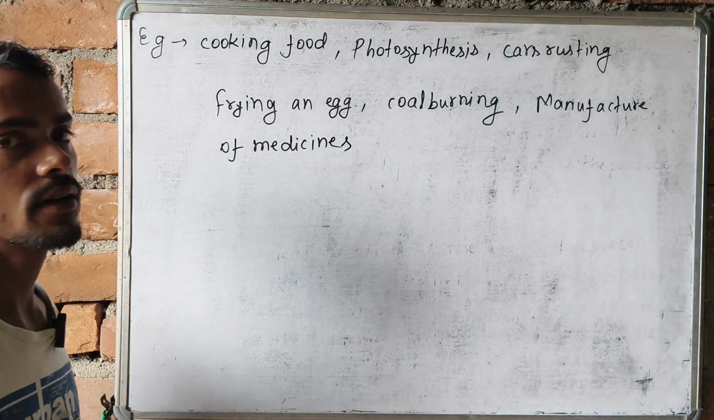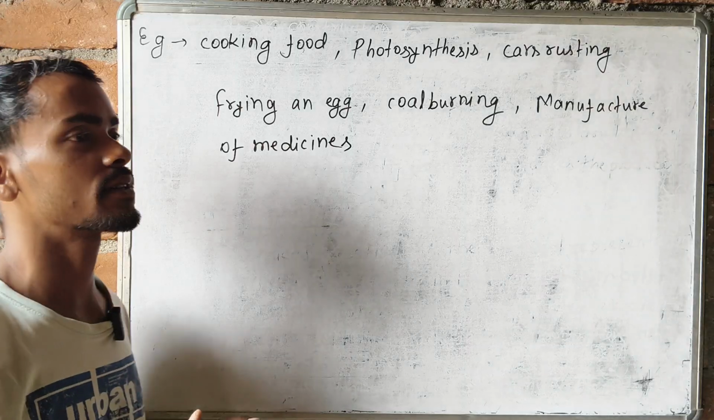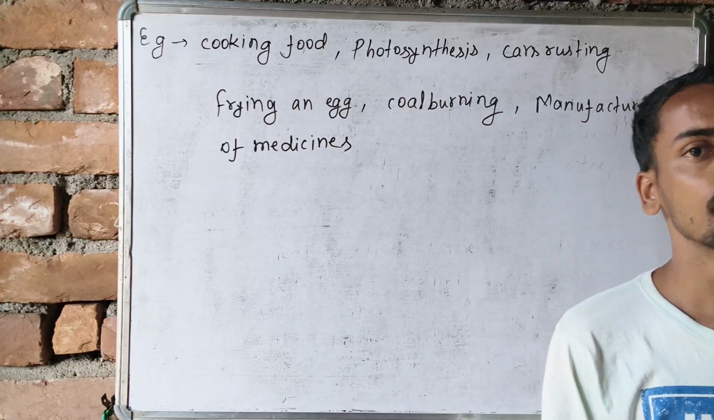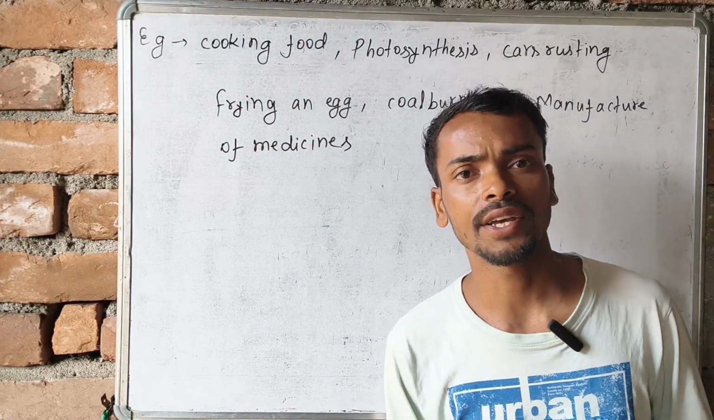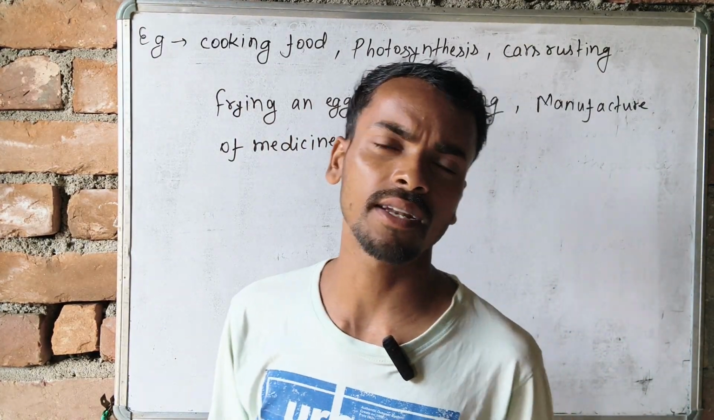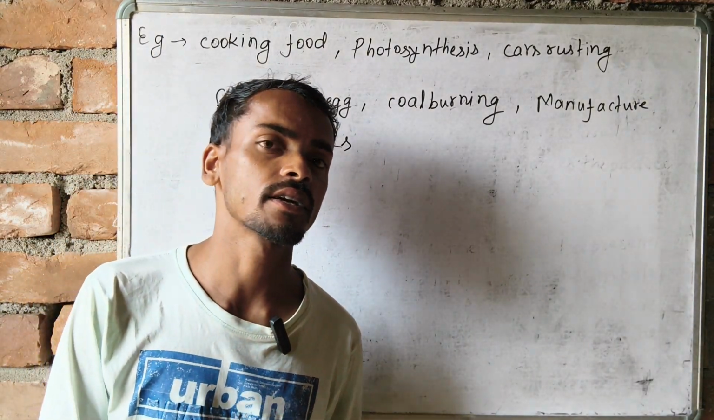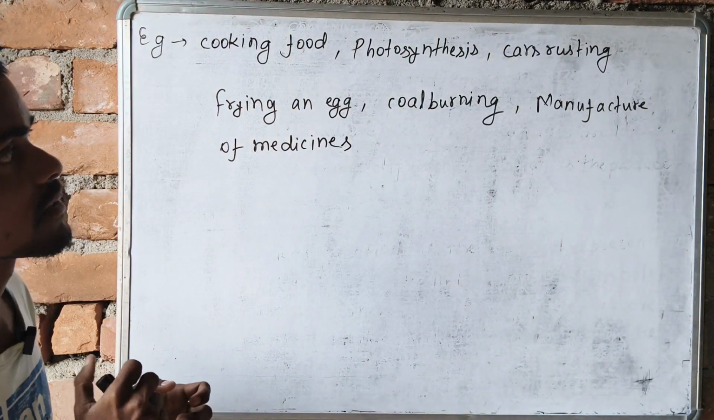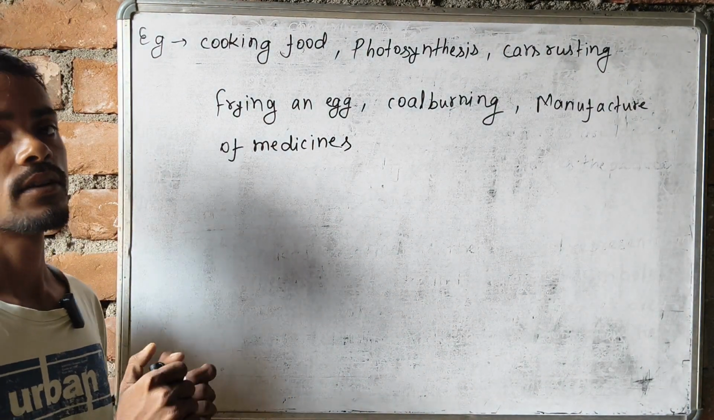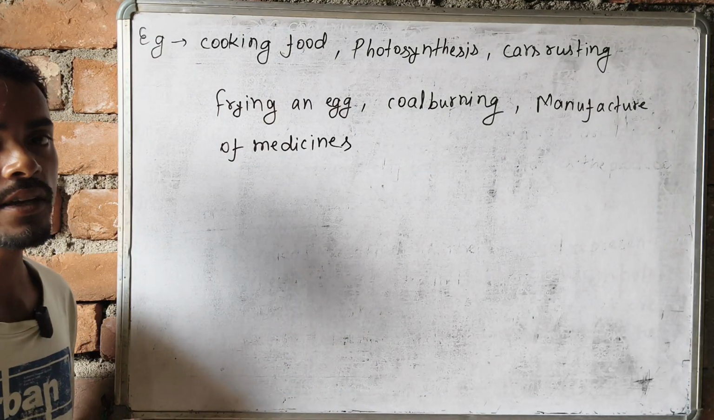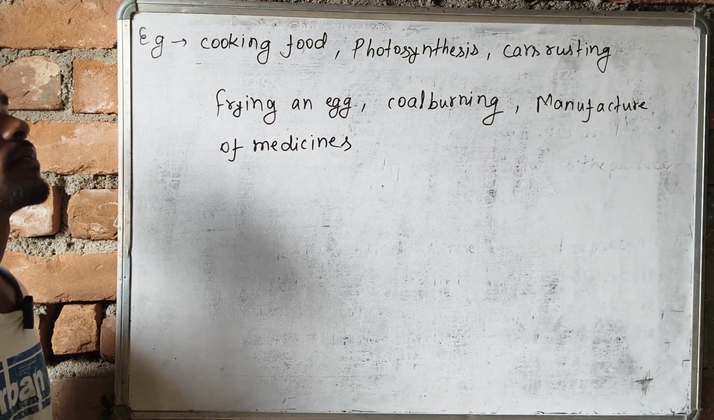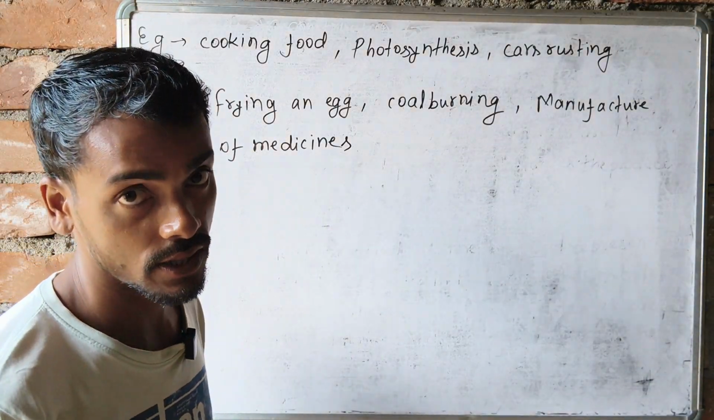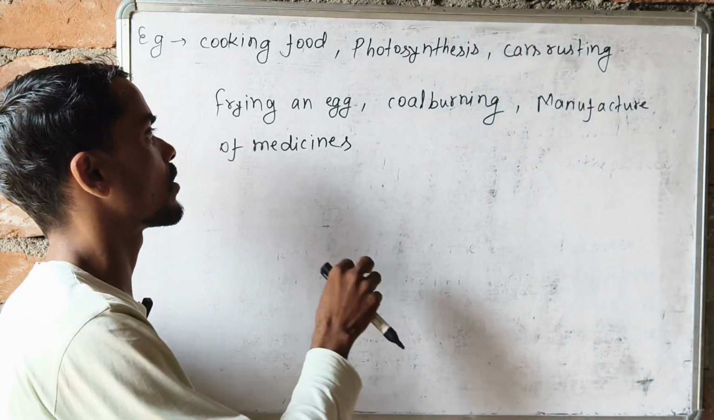And frying an egg, what is frying an egg? When we make an omelette in our home, we bring an egg from the market, and after bursting that egg, when we fry it, it becomes an omelette. In that process something new is formed, and that is why we call that process a chemical reaction. It is a chemical reaction.